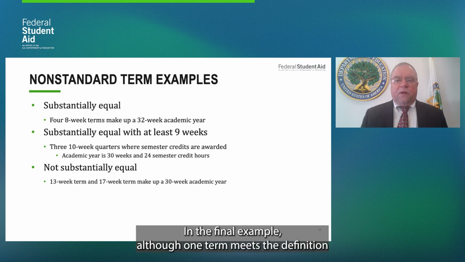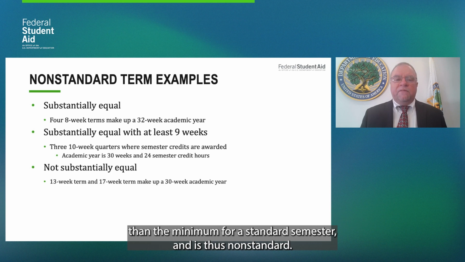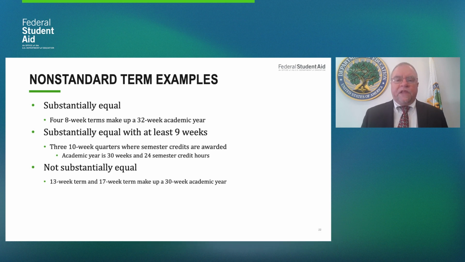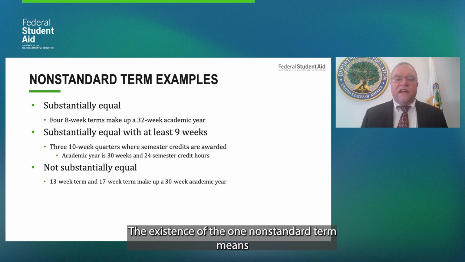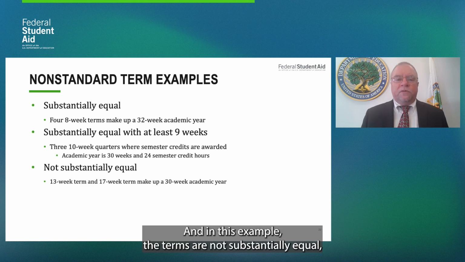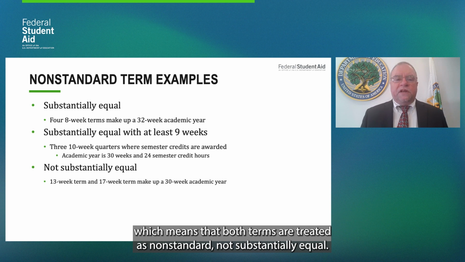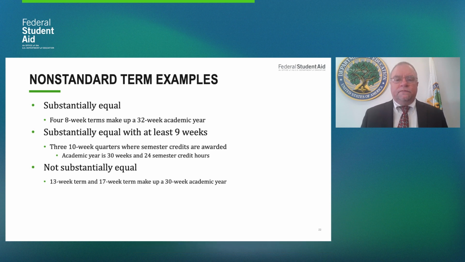In the final example, although one term meets the definition of a standard semester, the other term does not because the first term is shorter than the minimum for a standard semester and is thus non-standard. The existence of the one non-standard term means that you must apply the substantially equal test, and in this example, the terms are not substantially equal, which means that both terms are treated as non-standard, not substantially equal.